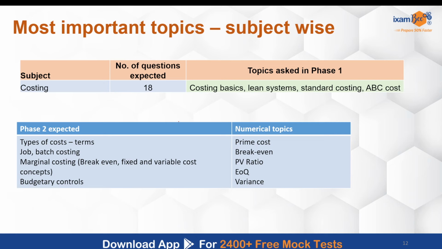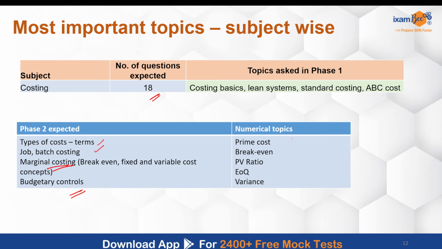Moving to costing, this will again be important. 18 questions is what I expect. Types of various terms related to cost. Job and batch costing to be the most important, but other methods also will be there. Contract costing, post-process costing, at least the terms you should be aware about. Marginal costing will continue to be one of the most important, and then budgetary control related terminologies.